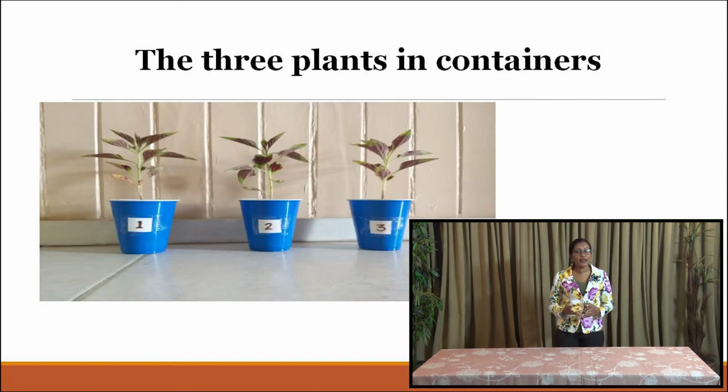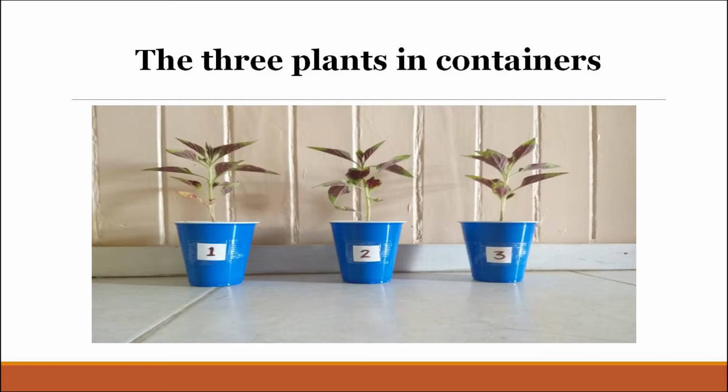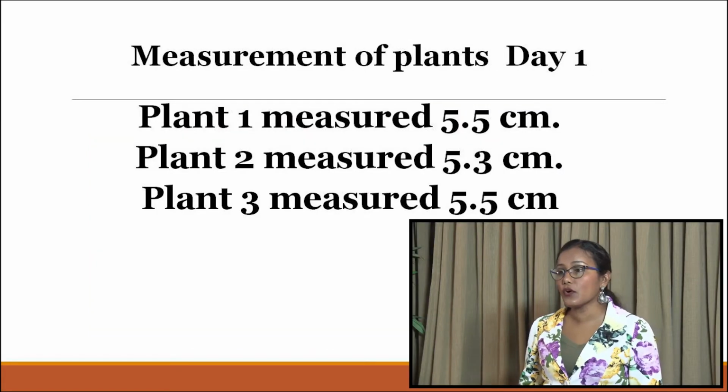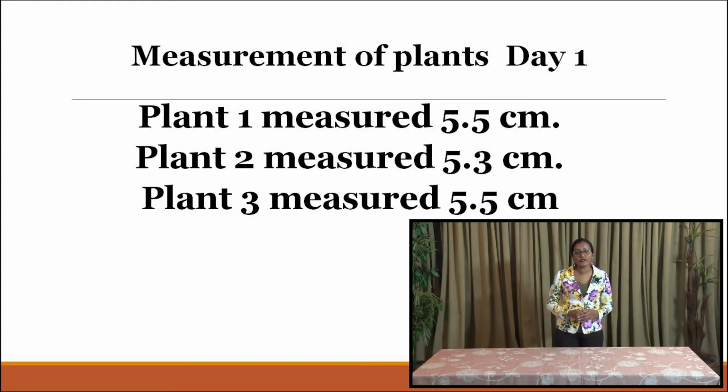Here's an example of the plants. They were placed in the container. You have the 3 plants there. They were labeled 1, 2, and 3. For the measurement on day 1, I used a ruler to measure each plant. Plant 1 measured 5.5 inches, plant 2 measured 5.3 inches, and plant 3 measured 5.5 inches. The only plant that had a little difference in measurement was plant 2. It wasn't much of a difference though.